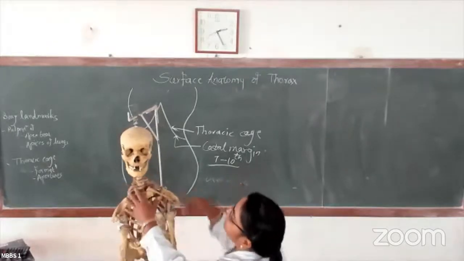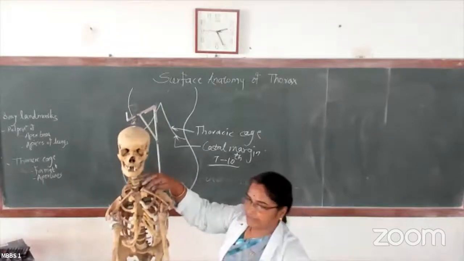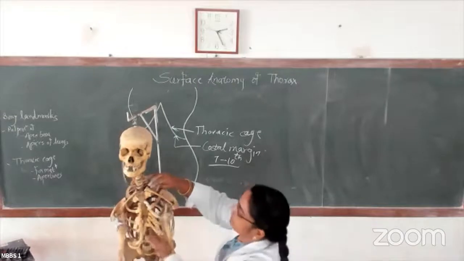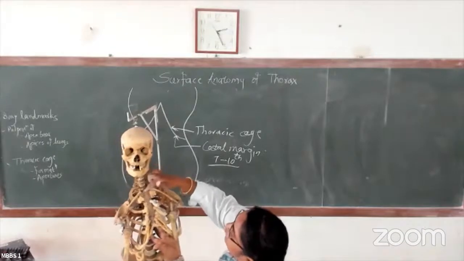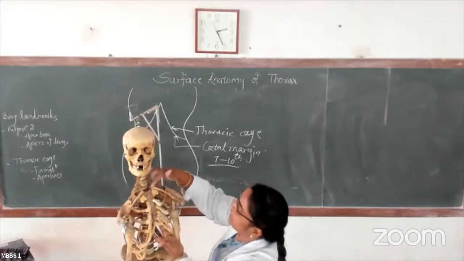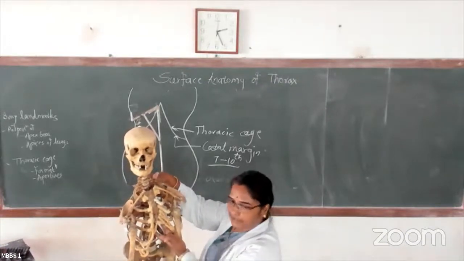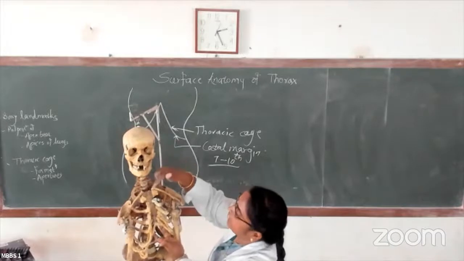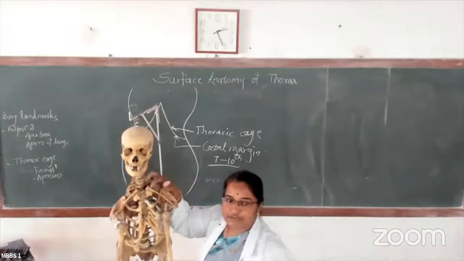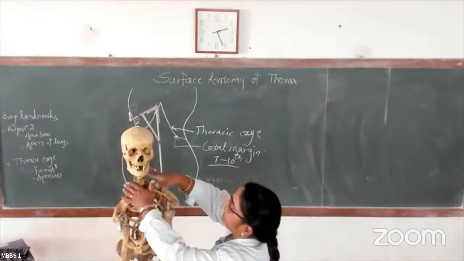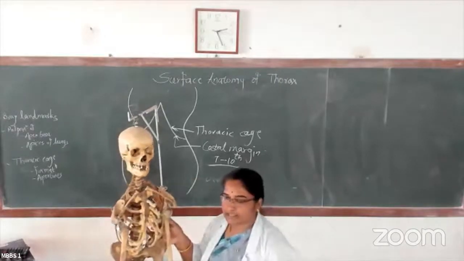Now if we see the superior thoracic aperture or thoracic inlet, it is oblique, and this superior thoracic aperture is formed by the upper border of the manubrium sterni. Posteriorly it is formed by the upper border of the first thoracic vertebra, and on either side it is formed by the first costal cartilage and the first ribs. Now this is small and oblique as compared to the inferior thoracic aperture.